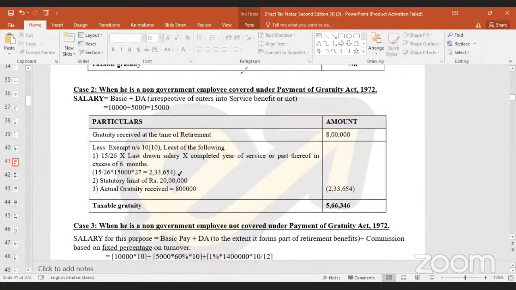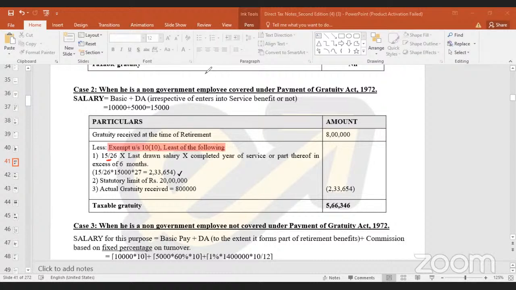Less: least under section 10(10). What is the least figure under section 10(10)? The least under section 10(10) is going to be exempted. 15 by 26 into last drawn salary into completed year of service. 15 by 26: out of the 26 days of working, 15 is considered. For 30 days, half is 15, divided by the number of working days, which is 26. So 15 by 26, it's given by law. Please remember this, it's 15 by 26 into last drawn salary.